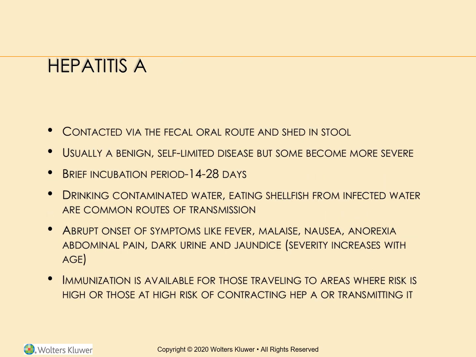So we're going to start with hepatitis A. Hepatitis A is a form of hepatitis that is contracted or transmitted via the fecal-oral route because people shed hepatitis A virus in the stool. Hepatitis A is usually benign and self-limited for most people. Most people clear this infection. It usually does not become chronic or severe, but in some limited cases, it can become more severe. It has a really brief incubation period, so people usually become sick within 14 to 28 days after infection.